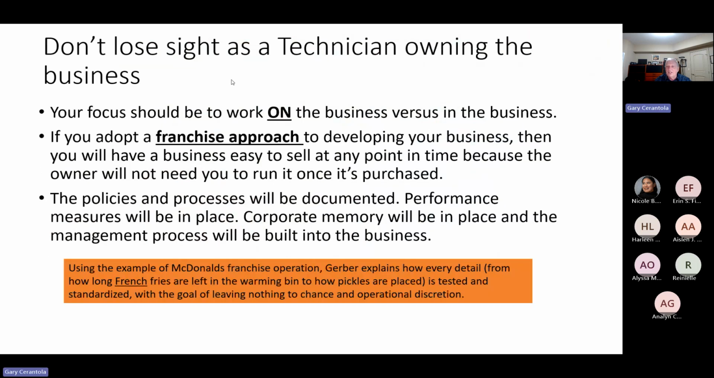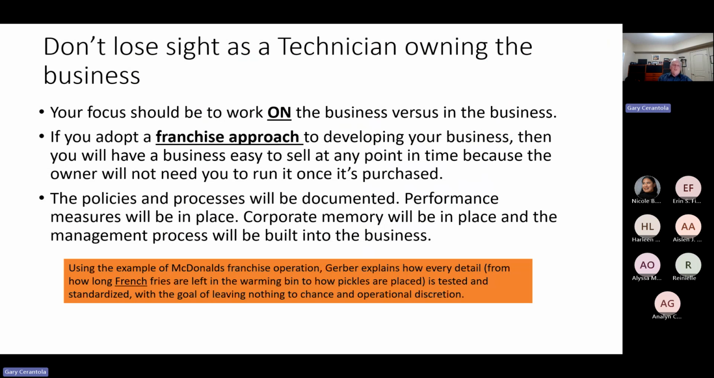All right. So don't lose sight as a technician owning the business, and what you should do when you're building that, and this comes from, I guess, the Heath brothers as well, is that when you're building your business, always look at how, at the end of my business cycle, am I going to create value so I can sell this business? And the best thing that you can do is build this business as if you were building a franchise, which means that you can leave anytime, and the work will still go on.